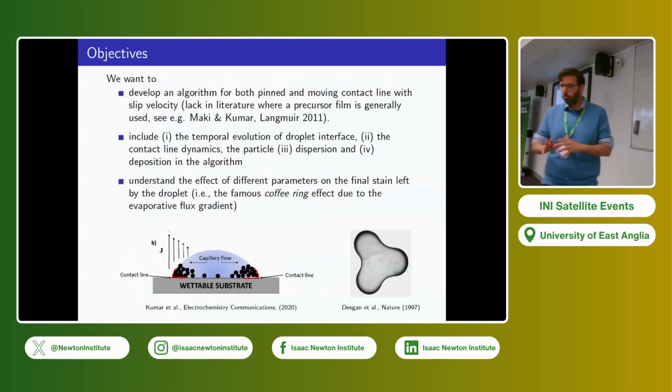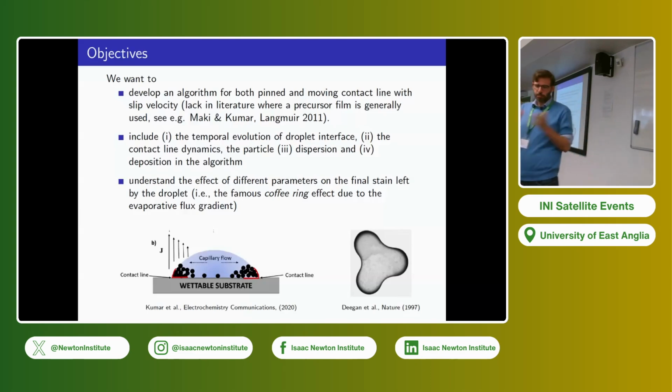So what do we want to do? We want, first of all, to develop an algorithm for both pinned and moving contact line. We're using the slip velocity, somehow slip length, that Stefan Zaleski talked about today. There is a lack of literature on this topic with lubrication theory, since in general people use a precursor film, okay? But it's useful for some applications, for others maybe less. So we want to include the temporal evolution of the droplet interface, the entire contact line dynamics, particle dispersion, and deposition. So at the end, we want to understand how different parameters play into the final stain left by the droplet.